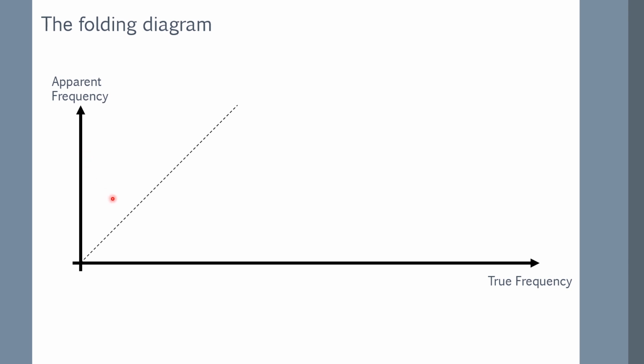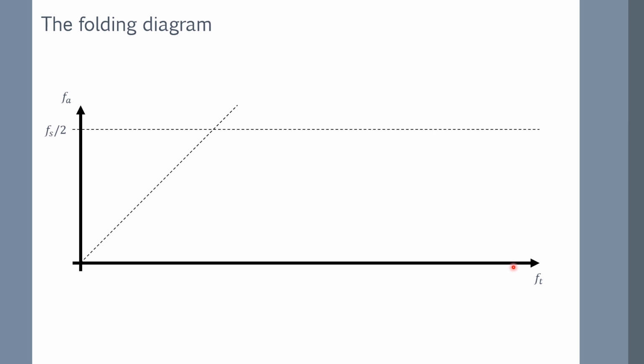So I'm going to replace FA and FT because that's a simpler notation. But I'm going to claim here that there is a limit to what frequencies we can resolve. And this ceiling turns out to be half of the sampling frequency, Fs. So that would be a ceiling. Anything between 0 and half the sampling frequency appears to us as the correct frequency, which is good.